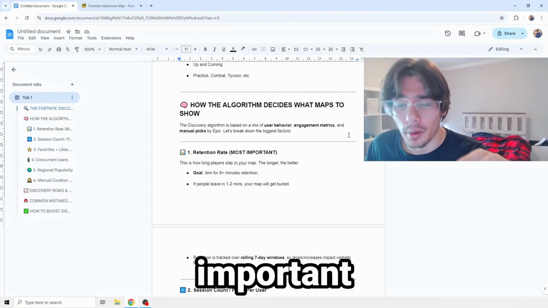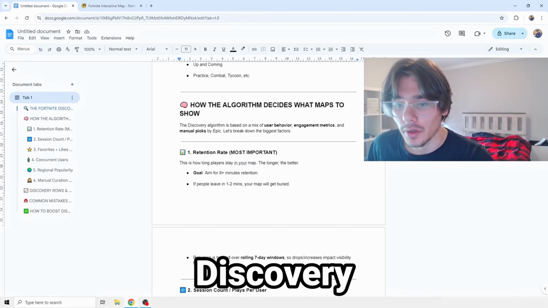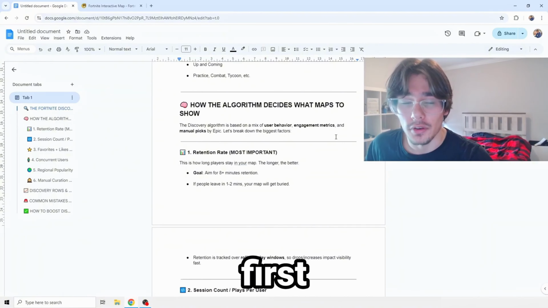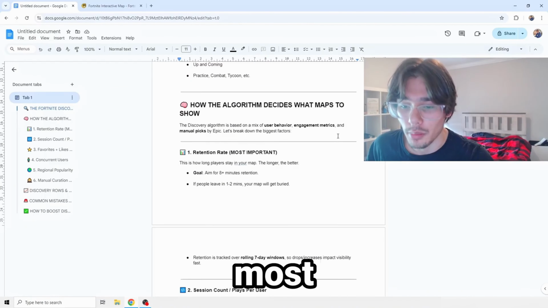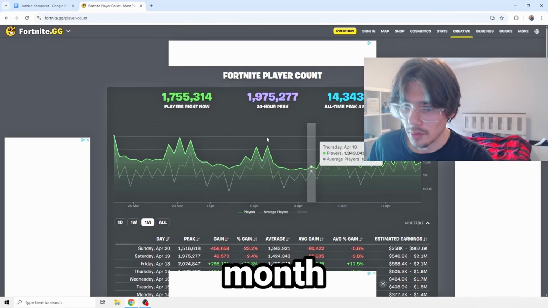This is one of the most important parts for your Fortnite maps. This is how the algorithm decides what maps to show. The Fortnite map discovery algorithm system is based on a mix of user behavior and engagement metrics. The first important one is retention. Obviously the most important, which is this graph right here. Look at the player count, you can see the retention of the players. Look at the last month, this is the retention.